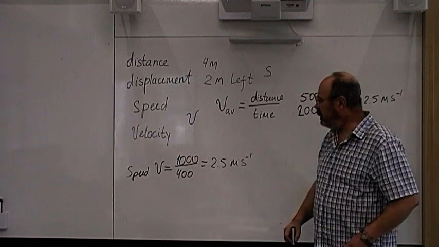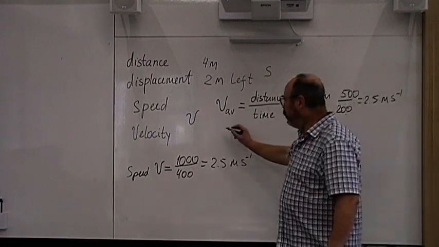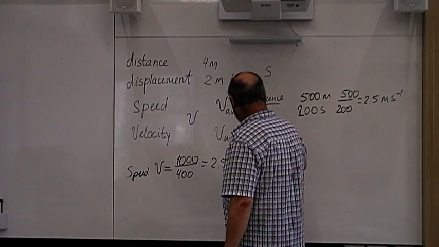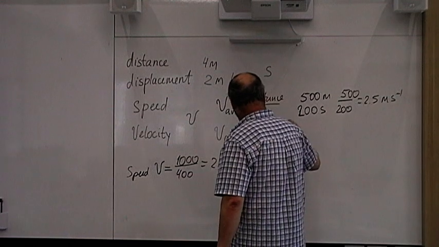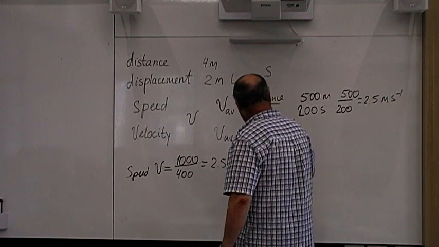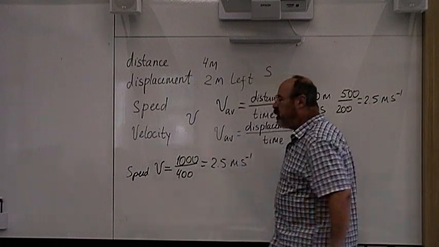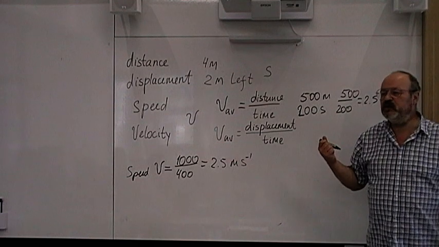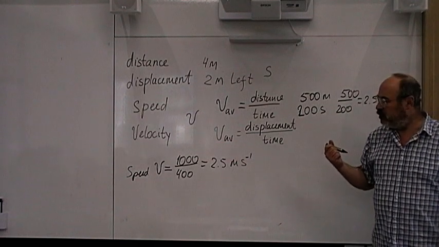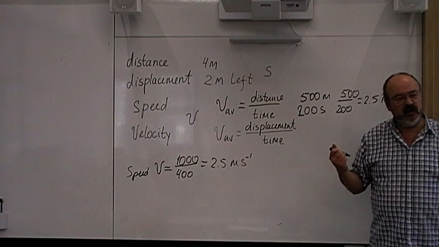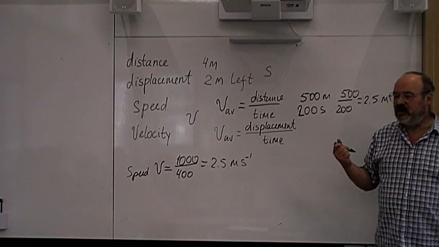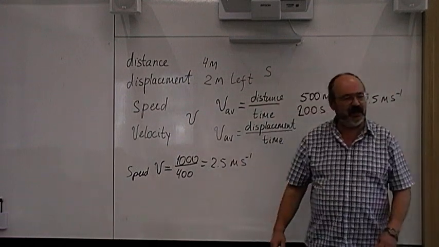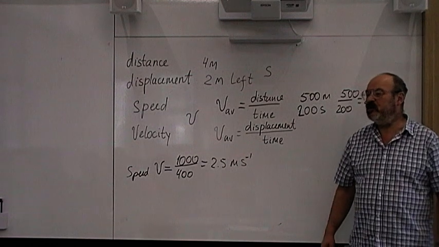But average velocity is displacement over time. So if you went to school and returned back home, what is your displacement? Displacement is 0. So what will be your average velocity? 0. So you see you walked 1,000 meters and your average velocity is 0, because you haven't changed your position, you returned back.